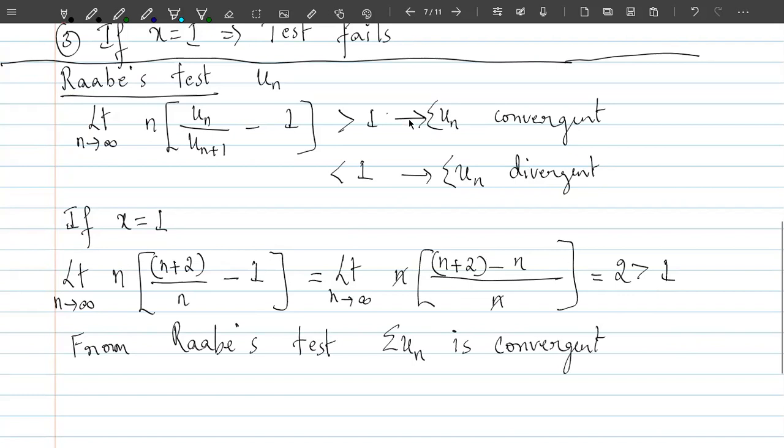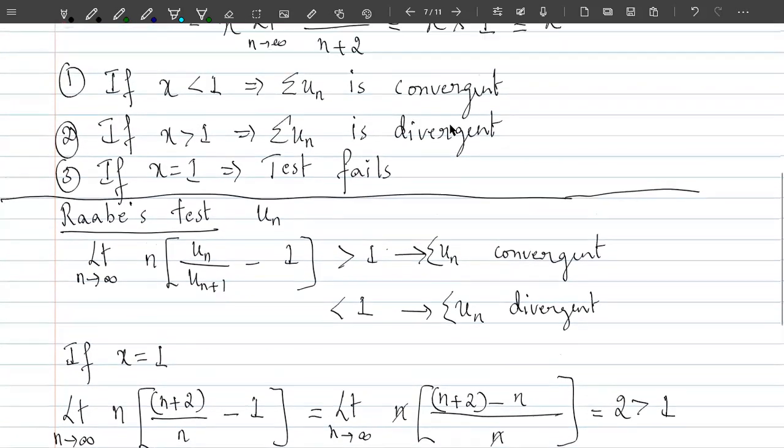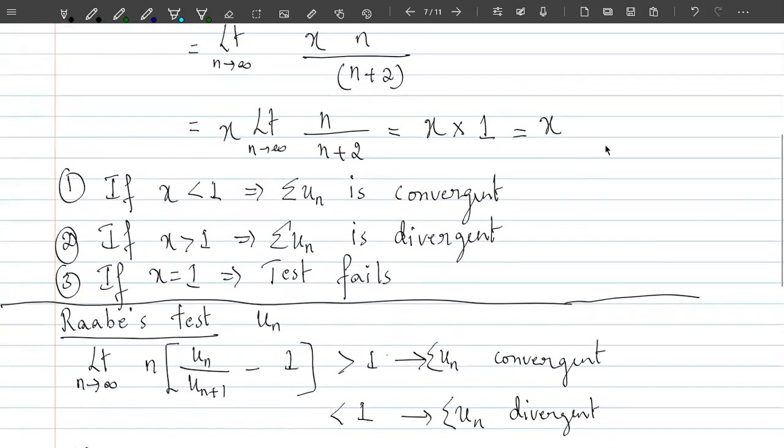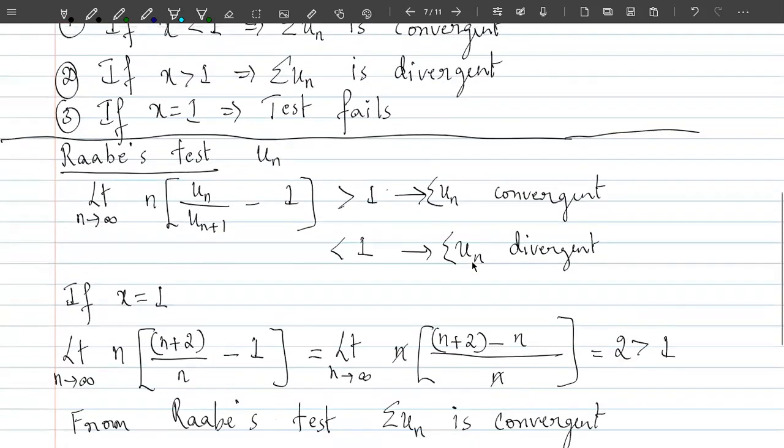Please remember, this part is actually not there in your syllabus. It's enough if you write till here. That is, once you finish the problem, after you get this particular value of x over here as a limit, it's enough if you write these three conclusions. That is, if x is less than 1, summation un is convergent. If x is greater than 1, summation un is divergent. And if x is equal to 1, test fails. If you are interested, you can go through this Raabe's test part.